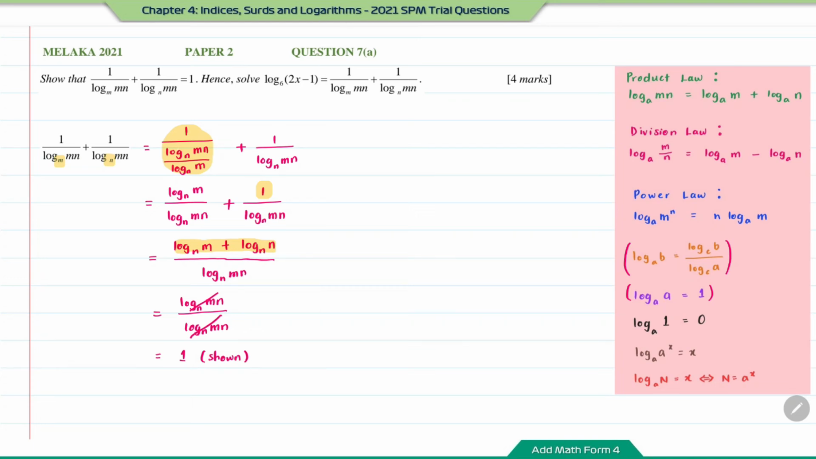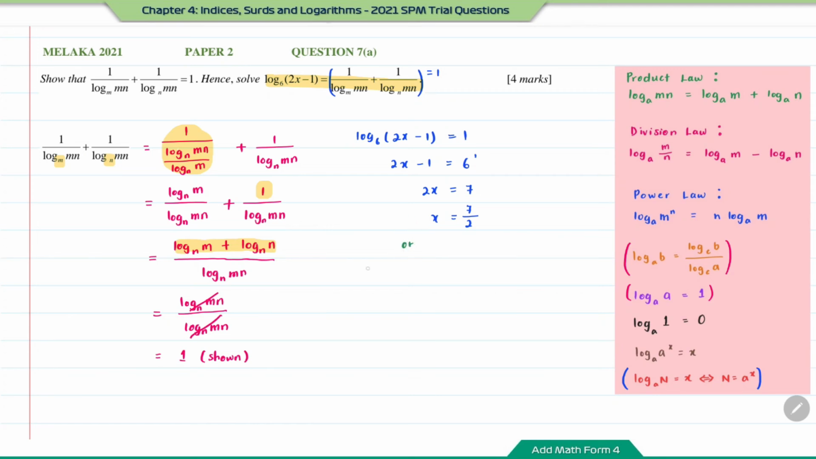Next, we're going to solve these equations. So, we know that the right-hand part here is equal to 1. Therefore, I can write this as log base 6 of bracket 2x minus 1 equal to 1. Now, using the last law here, I can change this log form into index form. Therefore, this is going to be 2x minus 1 equal to 6 to the power of 1. Therefore, 2x is equal to 6 plus 1, which is 7. Later on, x is equal to 7 over 2.